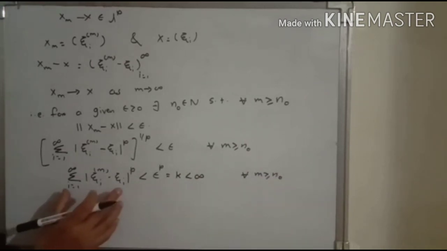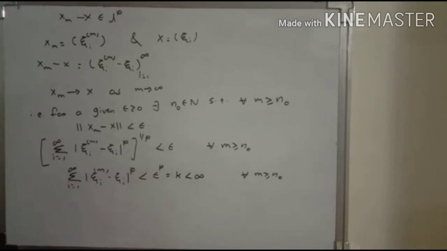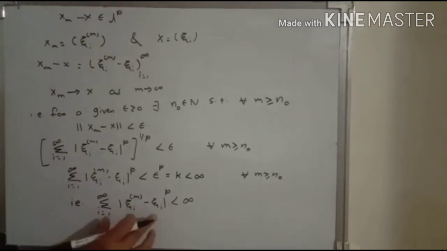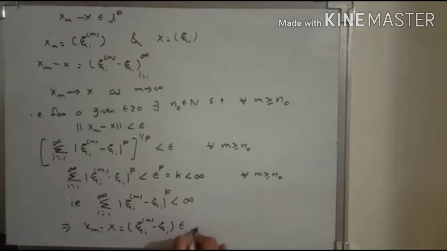That means the sum of this term is lesser than infinity. We write it again, that is summation I from 1 to infinity mod of xi m minus xi I to the power p lesser than infinity. This implies that this series converges. This series converging implies that xm minus x, equals to the sequence xi m minus xi I, is an element of LP. And therefore we get that xm minus x belongs to LP.